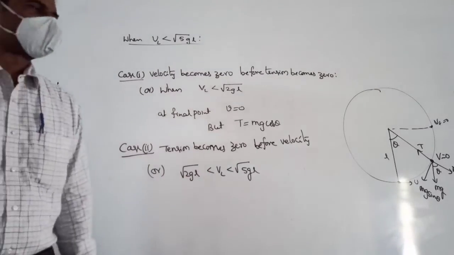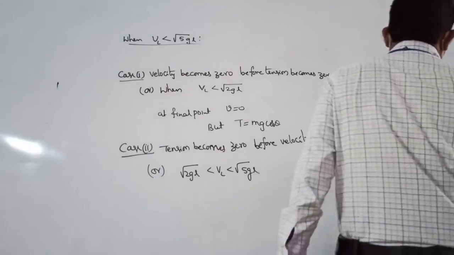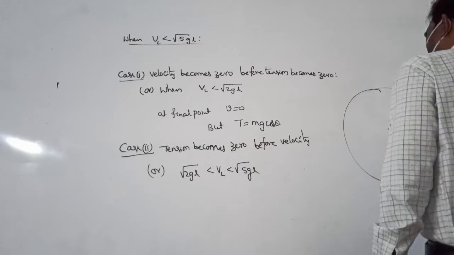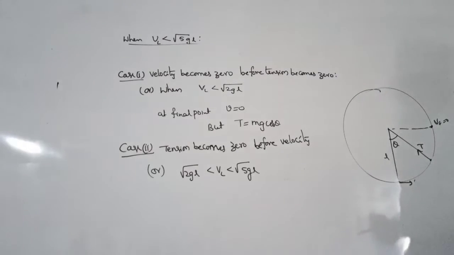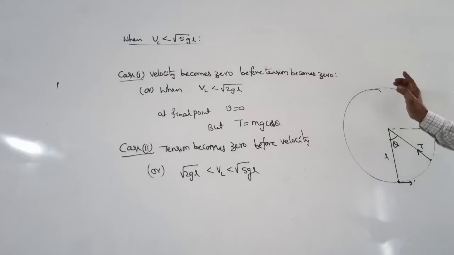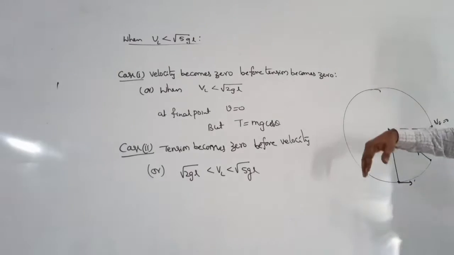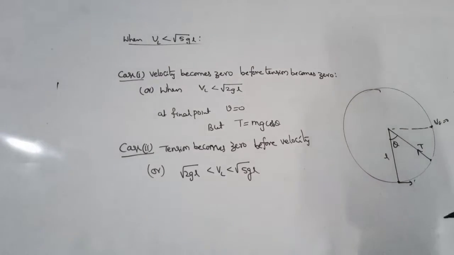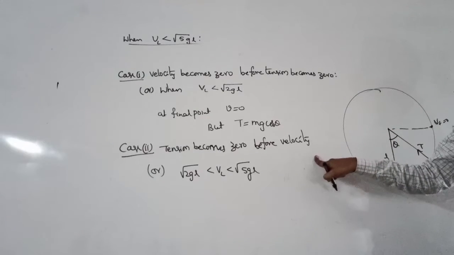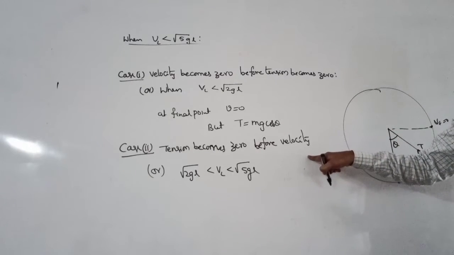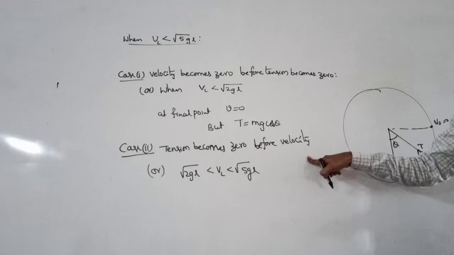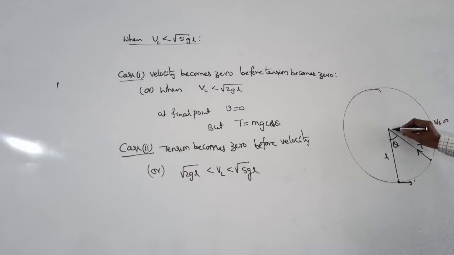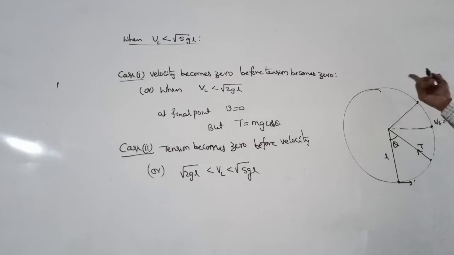When velocity is greater than root 2gL, it can cross the horizontal position, but it cannot complete the vertical circle, since it is less than root 5gL. In this case they will sometimes mention that the particle leaves the circular path. That means after crossing the horizontal position, at some point the tension will become zero. Tension becoming zero means the string will become loose, and then the particle will leave the circular path.